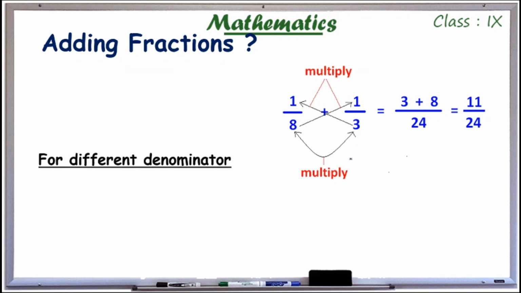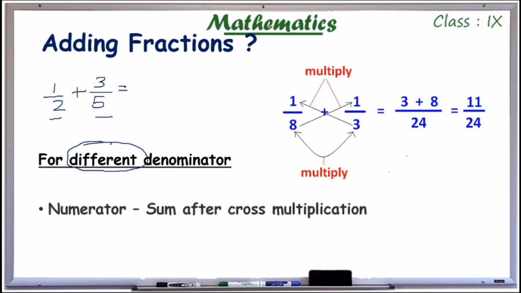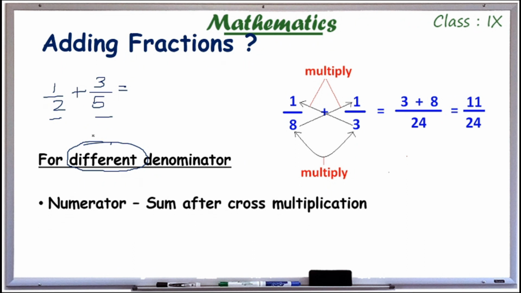And in the case of different denominators, for example 1 by 2 plus 3 by 5. For the case of different denominators, here the denominators are different. The numerator is obtained by the sum after cross multiplication. So you have to cross multiply first.